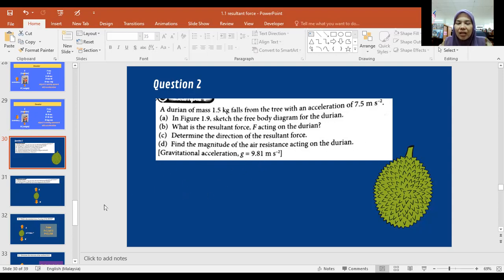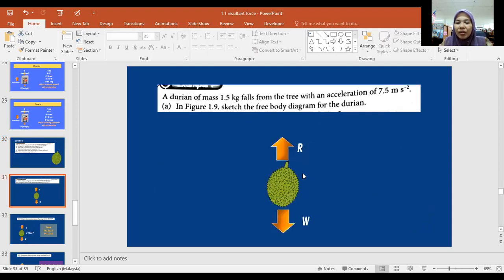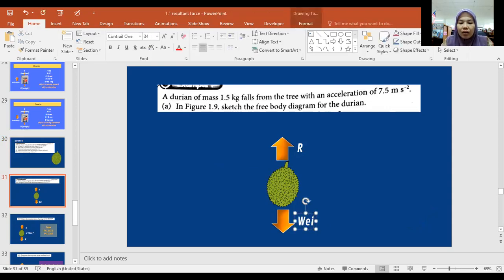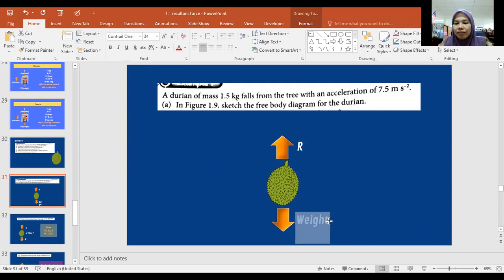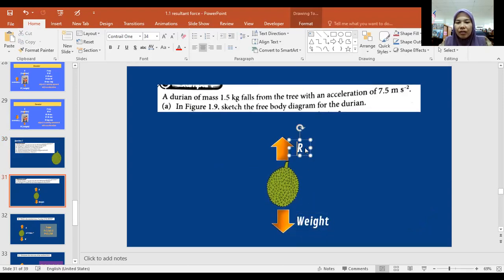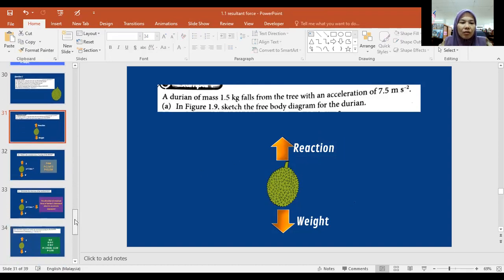Gravitational force is given by 9.81. Okay, here is the free body diagram. Falling of the durian, only vertical forces are involved. R and W: R is reaction, W is weight. Please write it down. Weight, reaction. So we have two forces acting on this object.